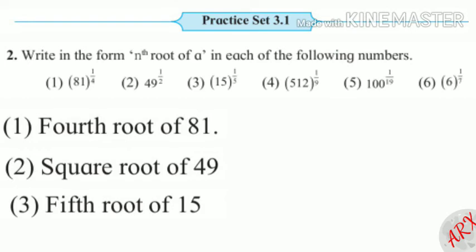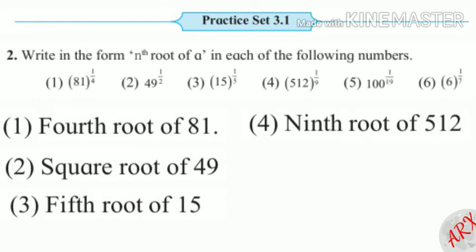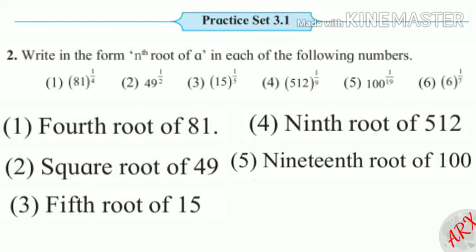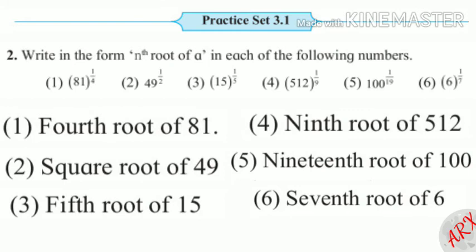Fourth, 512 raised to 1 upon 9. So answer will be ninth root of 512. Fifth, 100 raised to 1 upon 19. So answer will be 19th root of 100. Sixth, 6 raised to 1 upon 7. So answer will be 7th root of 6.